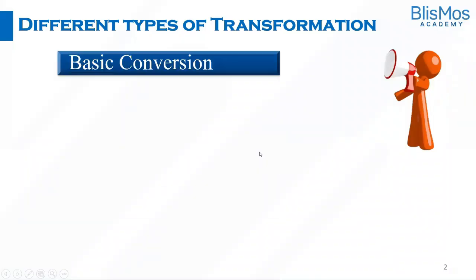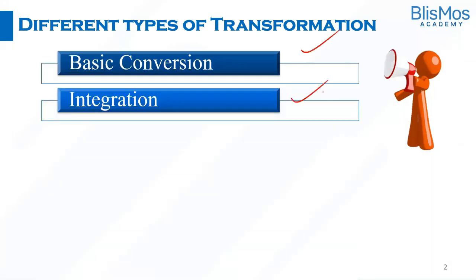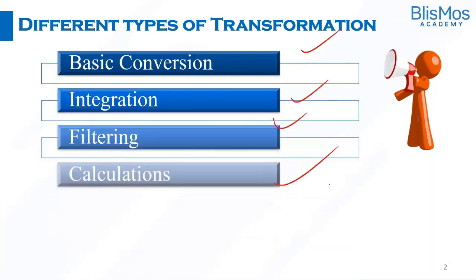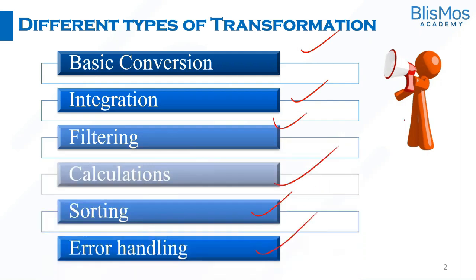We understood there are different types of transformation like basic conversion, integration, filtering, calculations, sorting, and error handling. These are the most important types of transformation which can be done in ETL, but there may be other types as well. But we are focusing only on these important types of transformation.